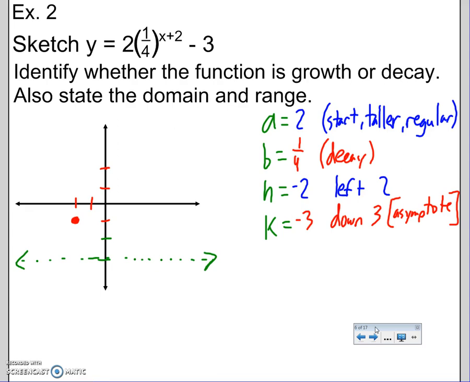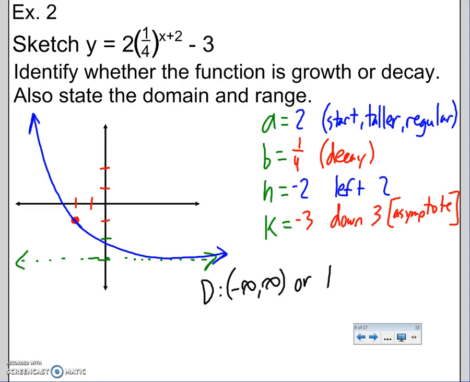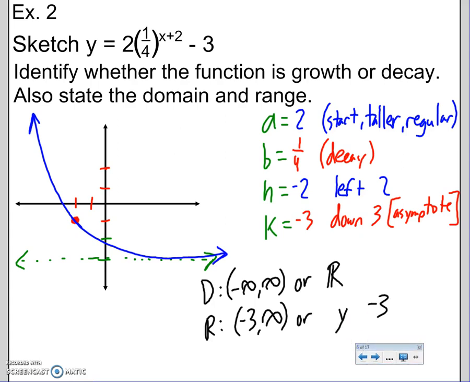And its decay means it's going down. So it's going to go up here. It's going down here. But it approaches, levels out, like it flattens out. There's my picture. And then domain and range. Domain, how far left to go? It goes left forever, negative infinity. How far right to go? Right forever. If you see negative infinity to positive infinity, you say all real numbers. My range, how low does it go? It goes down to negative 3, and it goes up to positive infinity. Or we have y greater than negative 3. It's above negative 3. All right, so there's that.